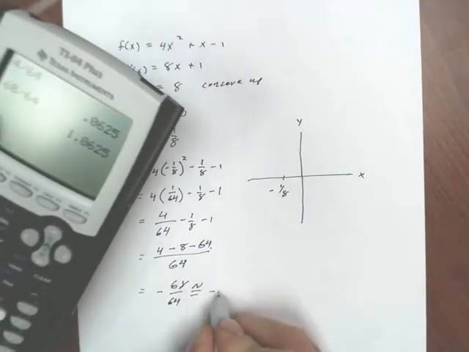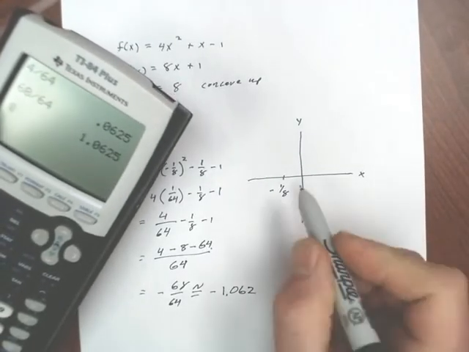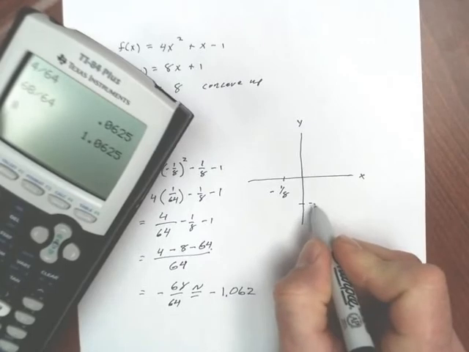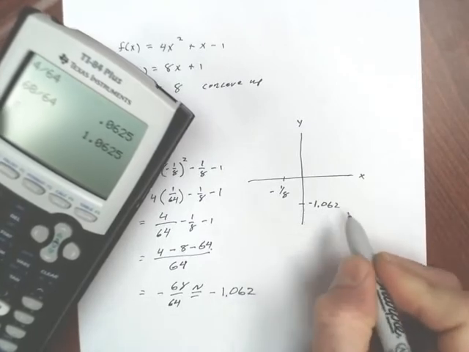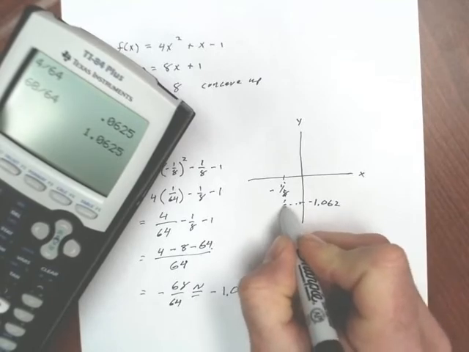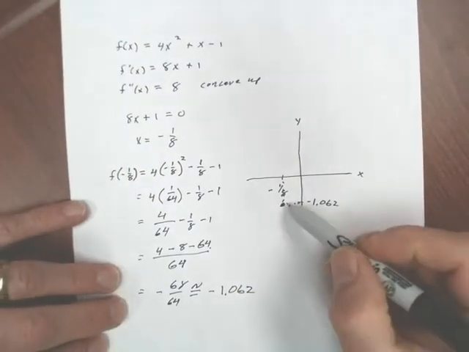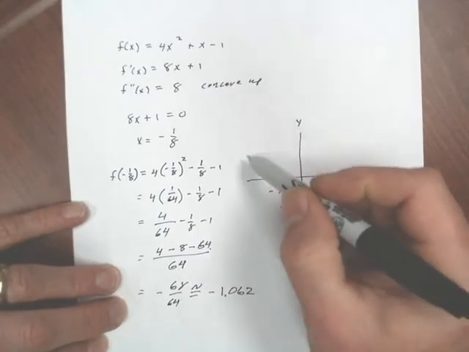And this is approximately negative 1.062. Okay, so somewhere down here, negative 1.062. That is our minimum. Okay, so we know the function is going to come up on both sides from there.